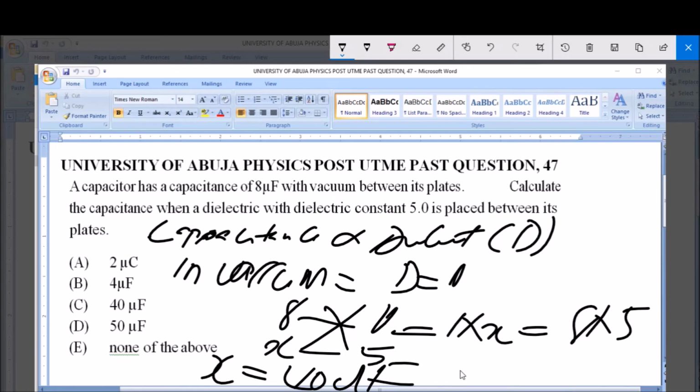So the answer here is 40 microfarad, and that's the same thing as option C, 40 microfarad.